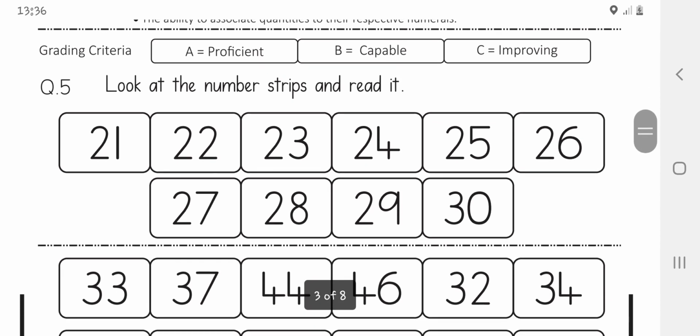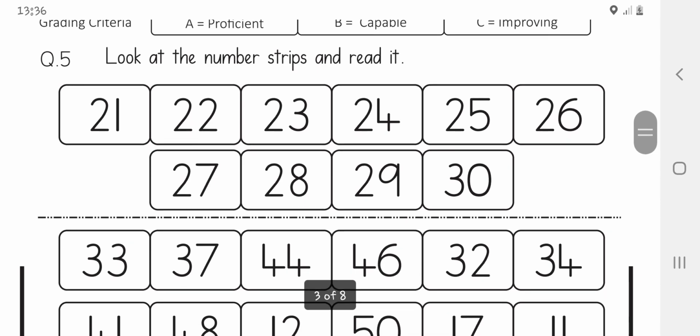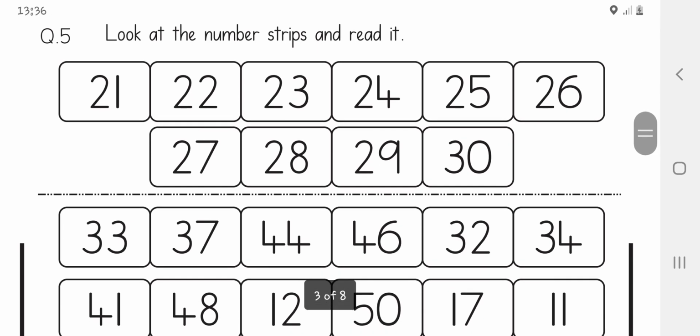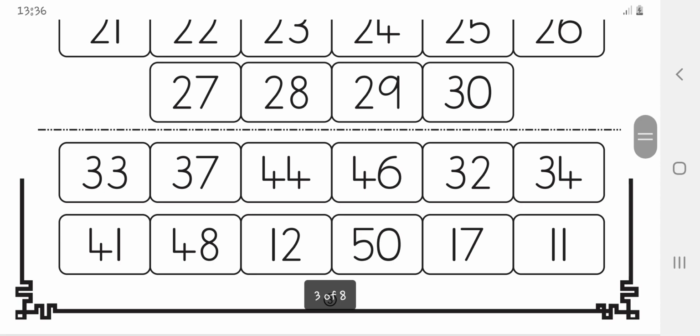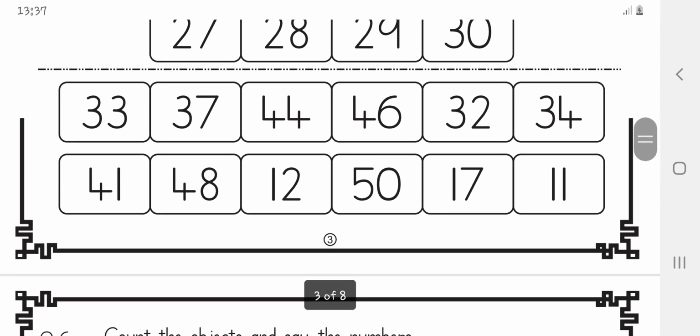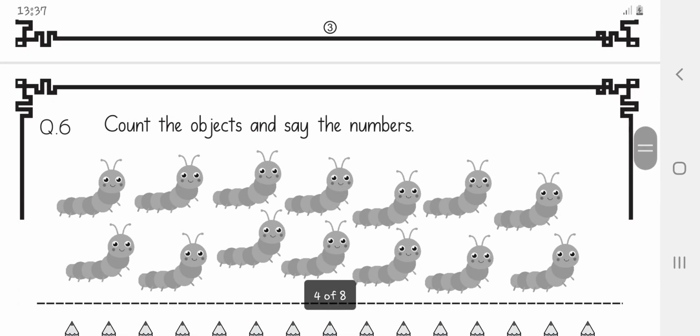So in this part, question number 5, the first question is read the number strips. Look at the number strips and read them. It is in sequence from 21 to 30. You will just point, or the students can point to the numbers and read them. Put a tick against every number that they have read correctly. Then the next one is randomly presented numbers, and they have to read the numbers. You have to put a tick against all these.